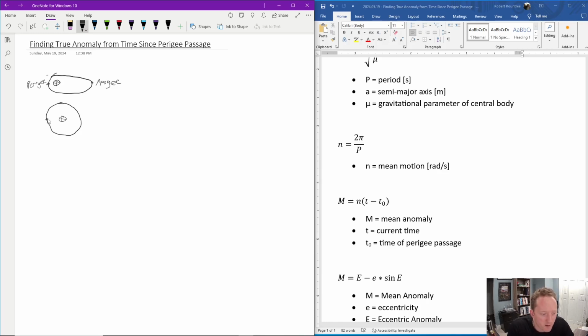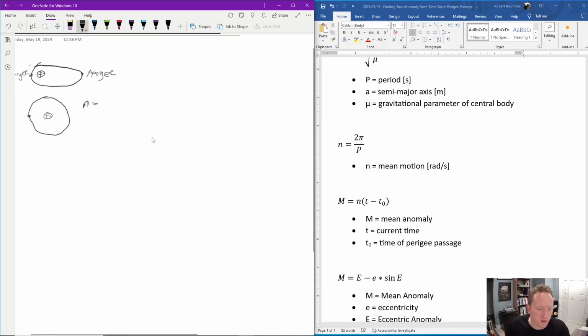But you can say that since you pass this point right here, you can call it the perigee or whatever you want. You know that your speed is constant throughout this entire circle. Your speed is constant. So mean motion, all that is, is if you were going at a constant speed, n is mean motion. If you were going at a constant speed, I'm going to zoom in a little bit here.